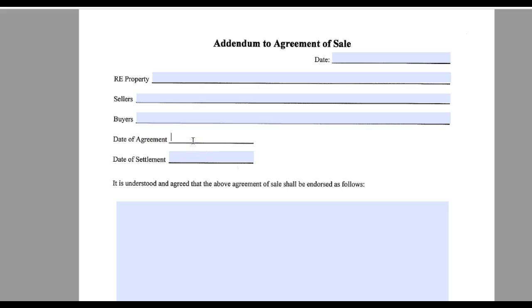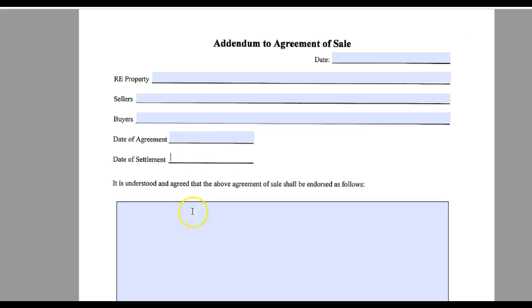What's the date of the agreement? Well, this is the ratification date of the contract. The ratification date would really be the last initial or the last signature on the contract. So that's the date that you would put there. And what's the date of settlement? This is the proposed date of settlement.